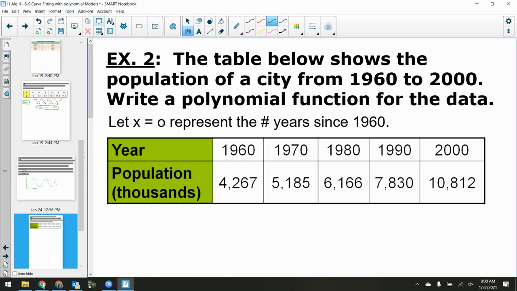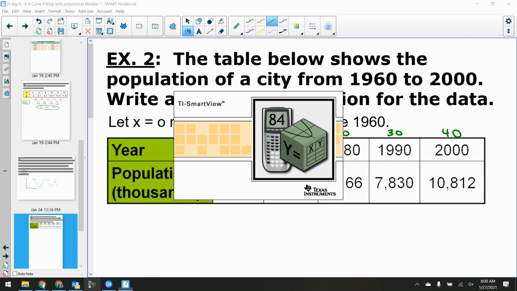But guess what? Your numbers are going to be really big. I know you guys don't like big numbers. So here's what we're going to do. We're going to let x equals 0 represent the number of years since the year 1960. So for example, this first piece of data is going to be a 0. What's the next one going to be? 10, 20, 30, 40. So we're just scaling down, and then we have to interpret it based on our results. Okay? So let's go into our calculator and plug in this data.